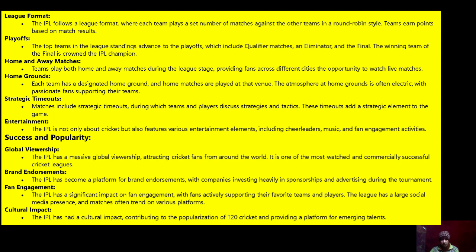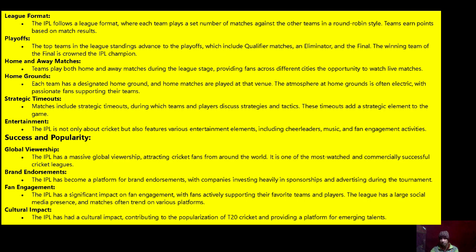The first point in global player movement comes the community engagement. So women's cricket players often engage in community outreach and grassroots development, inspiring young girls to take up the sport and promoting gender inclusivity in cricket.